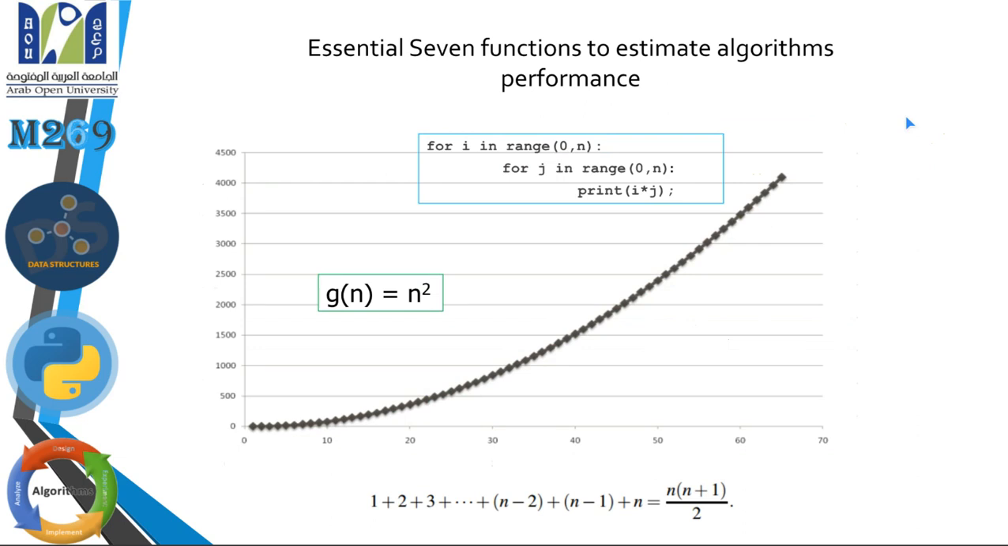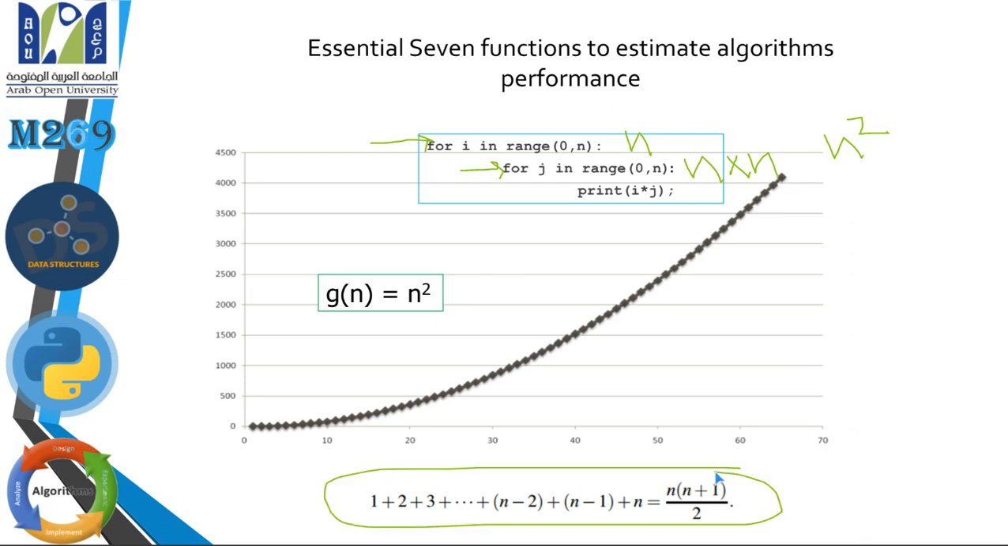Okay, in this function we have two for loops. They are nested loops. This one is going to take n, and this is another n. So the total will be n square, because this one is going to be repeated n by n. So it's n square. And this is the series which is used to prove the n square.